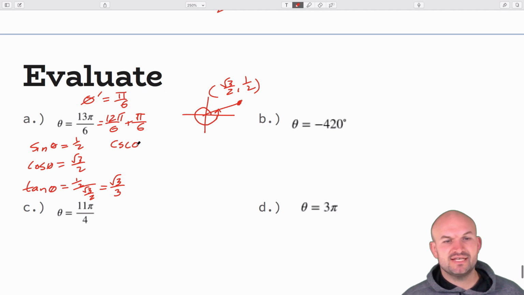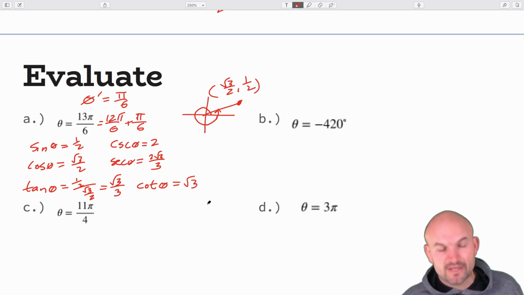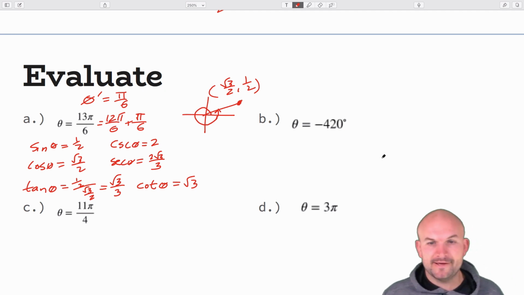For the cosecant of theta, that's going to be 2. Secant of theta is going to be 2 radical 3 over 3. And the cotangent of theta equals the square root of 3. And again, everything's positive because we know it's in the right quadrant. I'm not showing a lot of my work here because I've already shown the work, right?